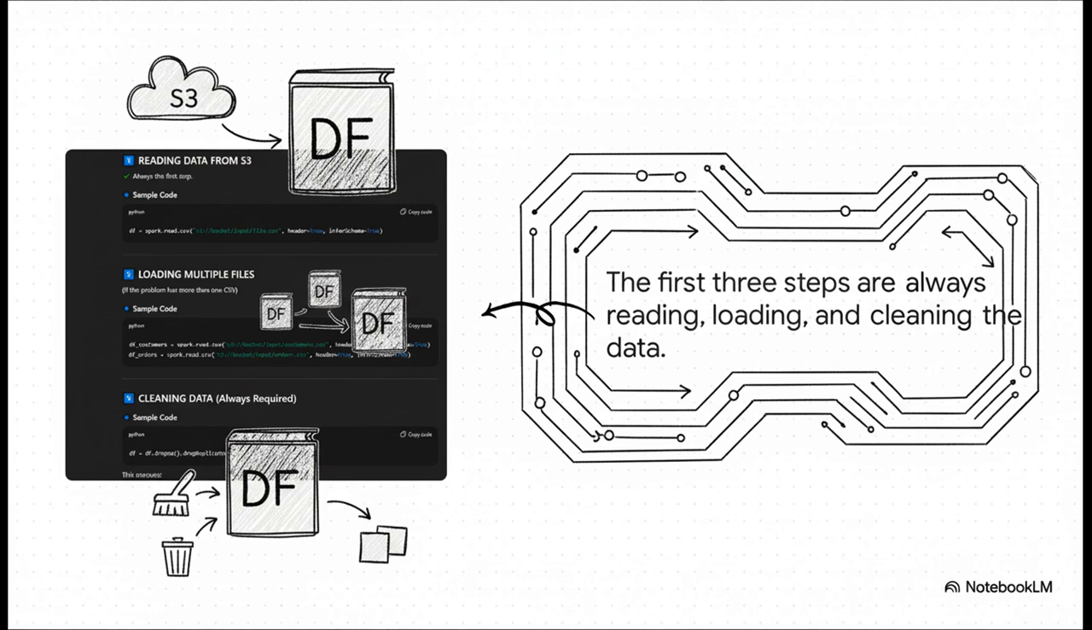So, here's the first half of that blueprint. You will always start by reading the CSV files from S3 and loading them into something called a data frame, which, by the way, is just a fancy word for a table. Then you do some basic essential cleaning, like getting rid of any empty spots or duplicate rows. These 3 things are always your starting point.